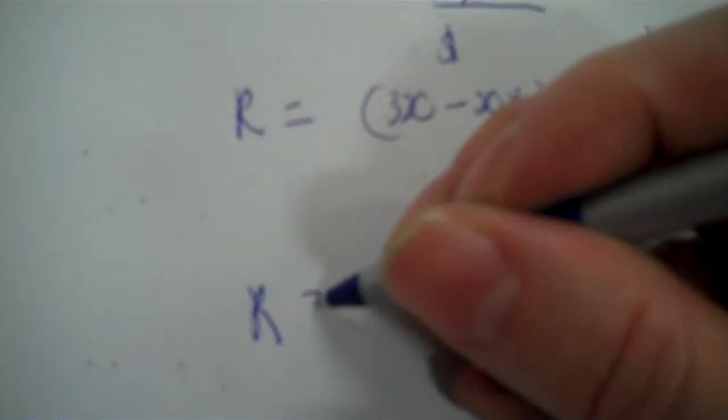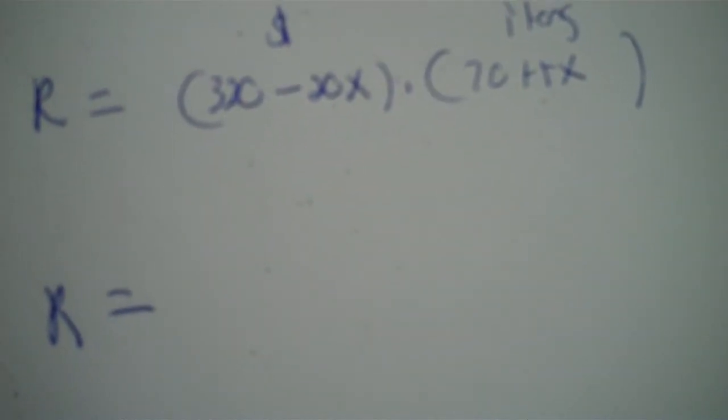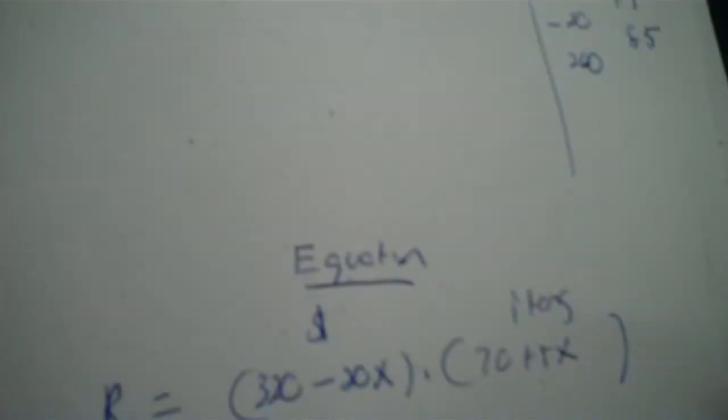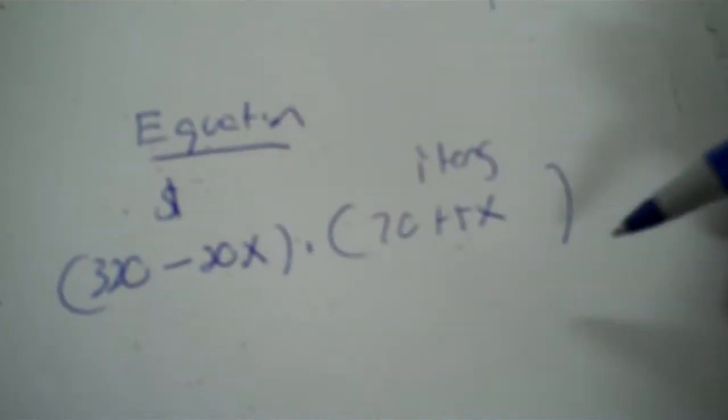Now we need to simplify, we need to find the product here to get an A and a B. So I need to use my FOIL method. It's 2 by 2, so 320 times 70. 320 times 5x. Negative 20x times 70. And then negative 20x times 5x.